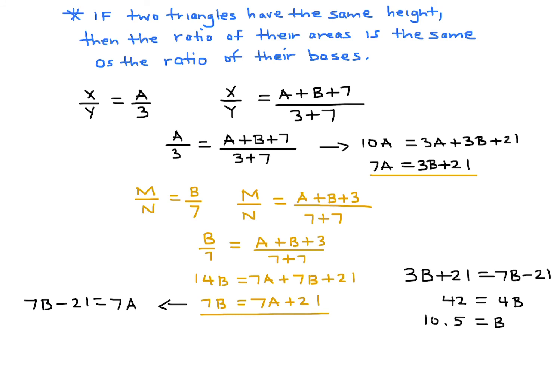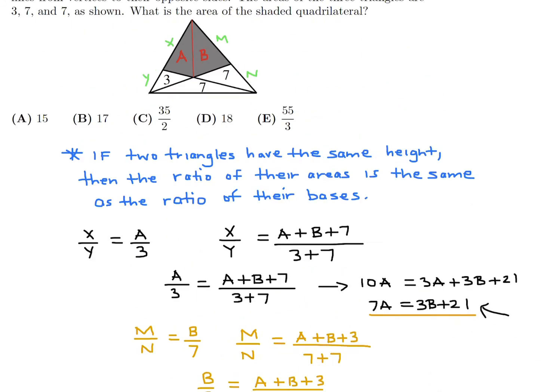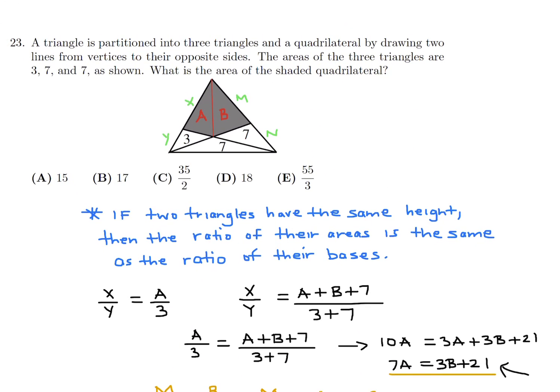And substituting back into any one of these to get the value of a, you will get a is equal to 7.5, and therefore a plus b, which is the area of our shaded region, will be 18. And a plus b was indeed the area of our shaded region, and 18 was the answer to number 23, which is choice D.